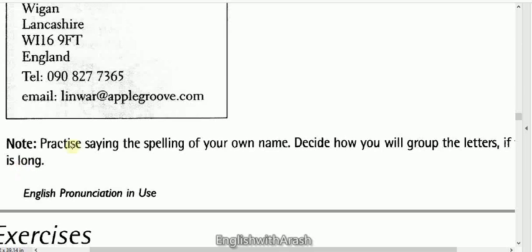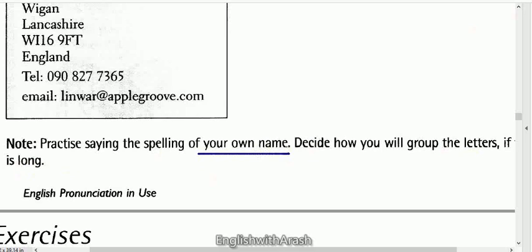It says, practice saying the spelling of your own name. So use your own name, whatever your name is. Try to say it and then spell your last name, your first name. Make sure you make the pauses so your listener is able to very easily grasp your words. Decide how you will group the letters if your name is long. So my name is not long, it's not really hard, but it depends on your name.